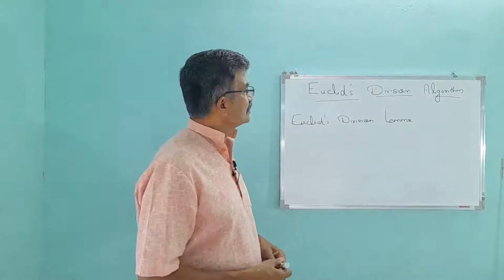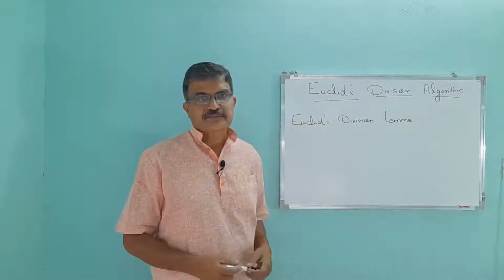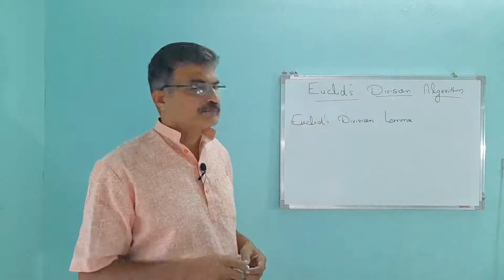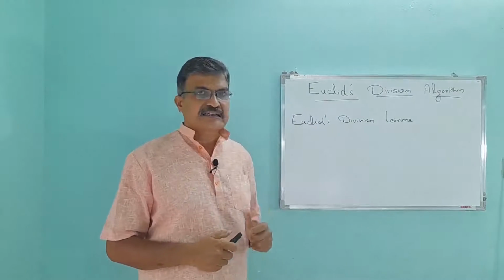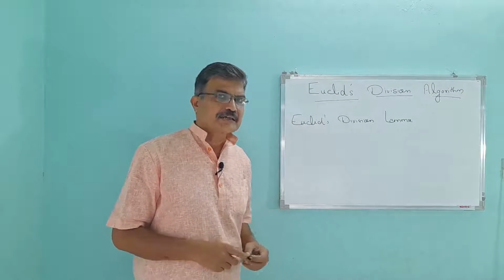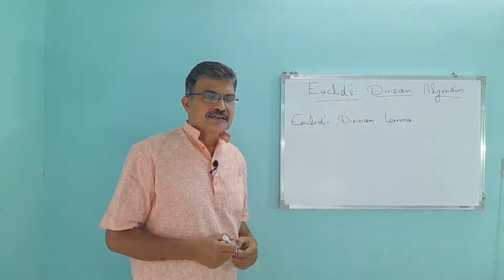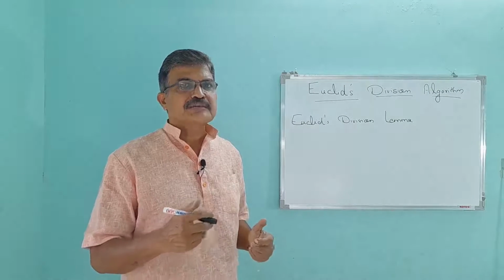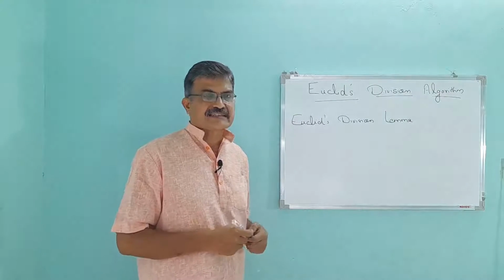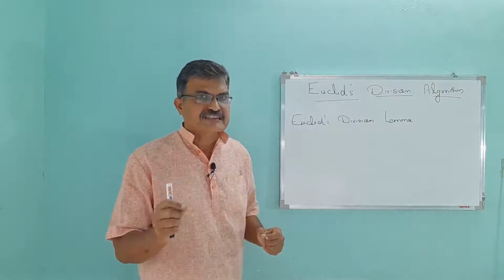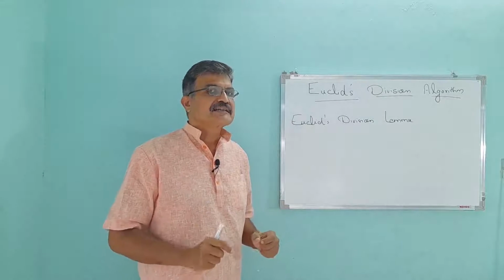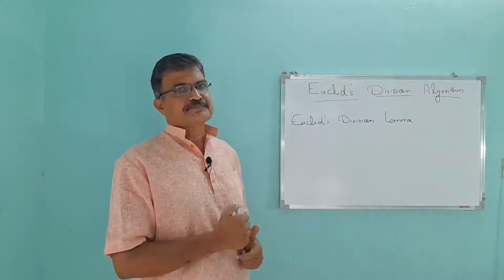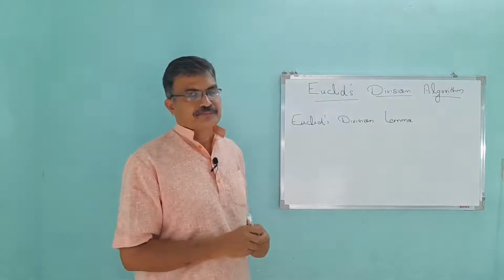Now let us start Euclid's division algorithm. Before we go to Euclid's division algorithm, let us take a brief look at Euclid's division lemma. What is meant by lemma? A lemma is a proven statement which is used to prove another statement, or we can say a proven statement which can be used as a stepping stone to a larger result. A small theorem is called a lemma.